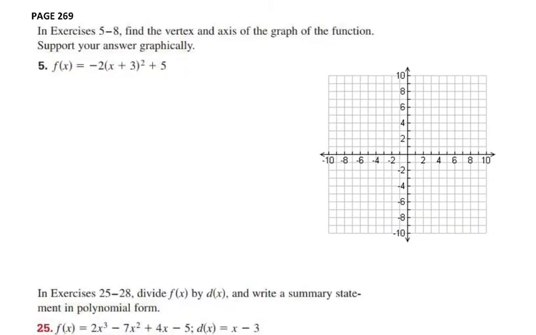Next one is number 5 on page 269. We're going to find the vertex and the axis of the graph, meaning the axis of symmetry, and support our answer graphically.